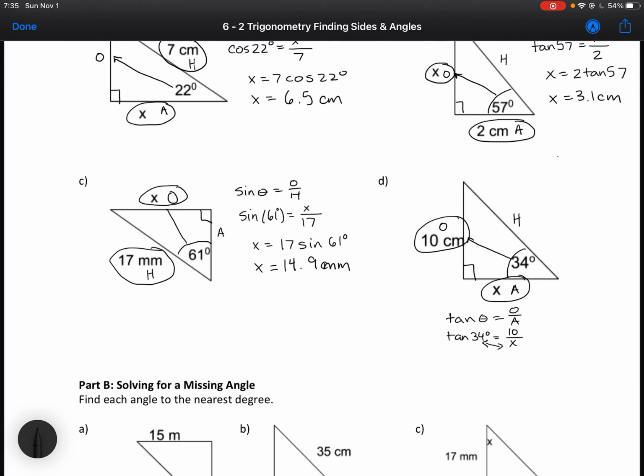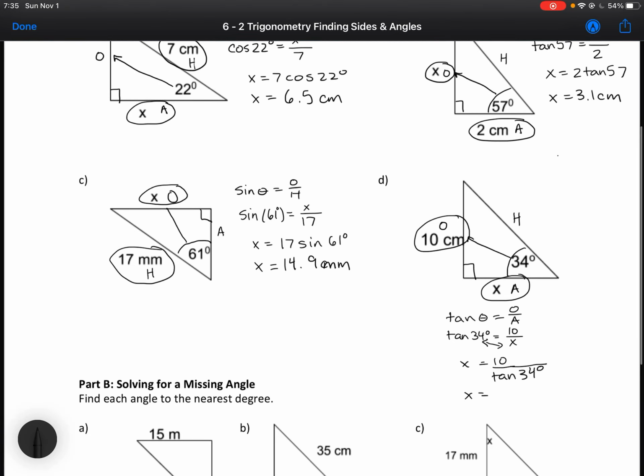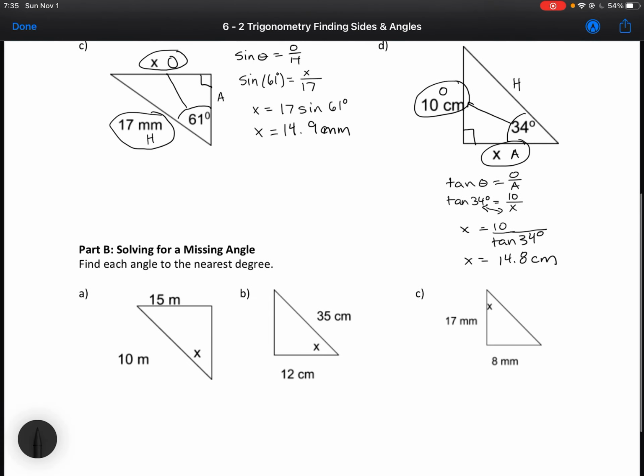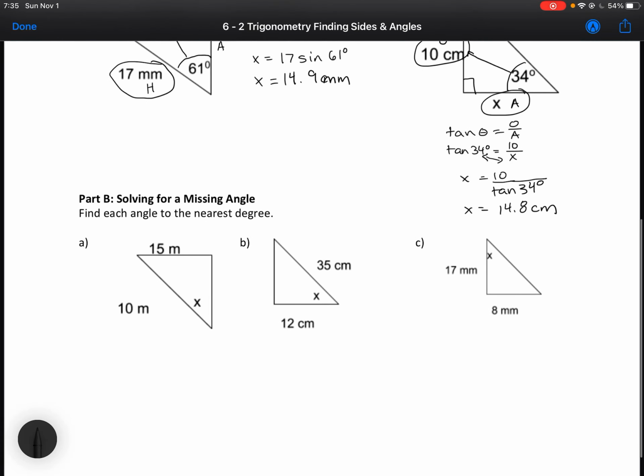Okay, here the trick to solving is just to switch the x and the tan 34. This is the same as multiplying both sides by x and then dividing both sides by tan 34. What it comes out to is switching the left side and the denominator. Evaluating that on your calculator gives you a value of 14.8 centimeters. The other part that you should be able to do is to solve for a missing angle.